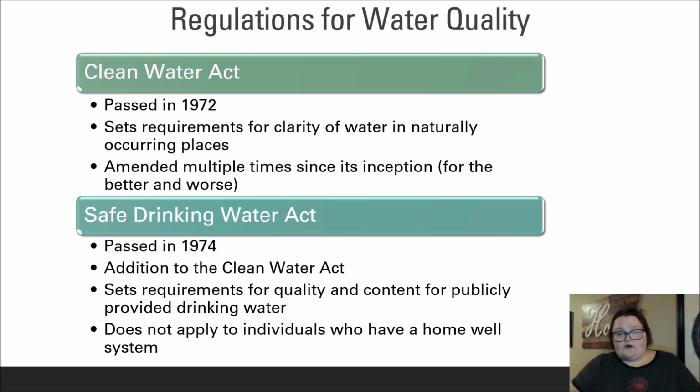The Safe Drinking Water Act was passed in 1974 as an addition to the Clean Water Act. It sets requirements for quality and content for publicly provided drinking water. Note this does not apply to individuals who get their water from a home well system.